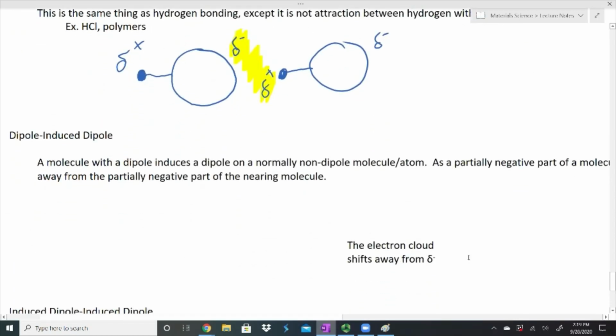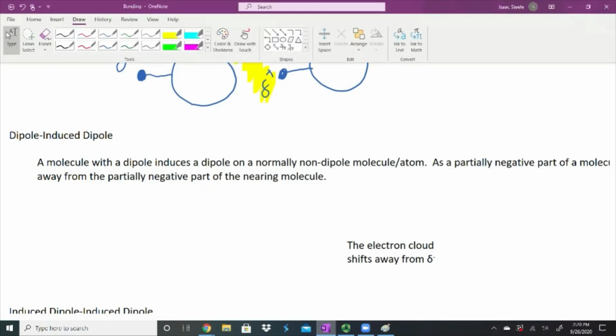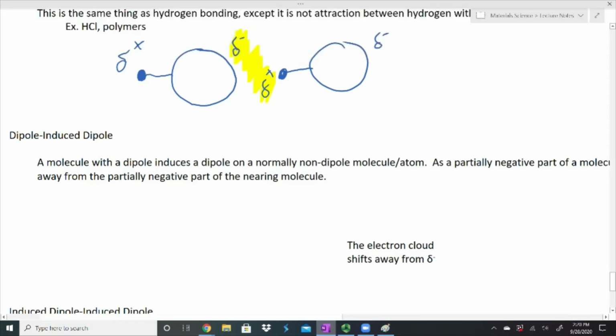All right, we have dipole-induced dipole. What this means is this one was dipole-dipole, and what that means is I have one dipole bonded with another dipole. So if I say I have a dipole-induced dipole, I have one molecule that has a dipole. It has a side that is partially positive and a part that is partially negative. I just noticed that I put an X there, I guess. Oh, no, we're good. All right, so one that actually has a dipole to begin with, and then one that doesn't.